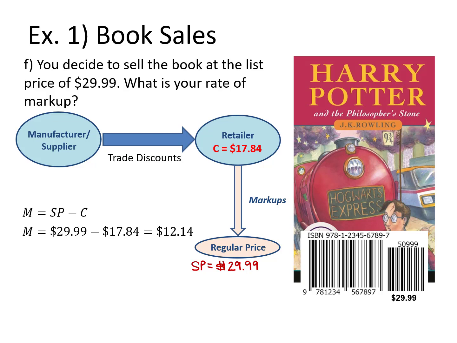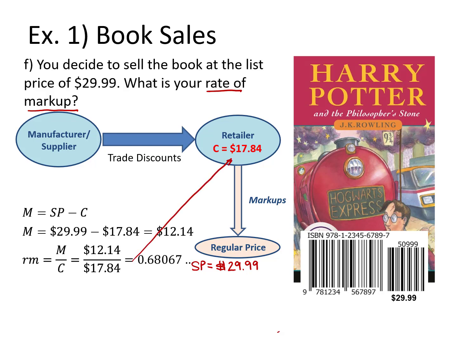But this isn't asking for the dollar markup, it's asking us for the rate of markup. So the rate of markup is a ratio of markup to cost. So it's going to be 12.14 divided by our cost of 17.84, giving us 0.68067 as a percentage. That's 68.1% when rounded to one decimal.